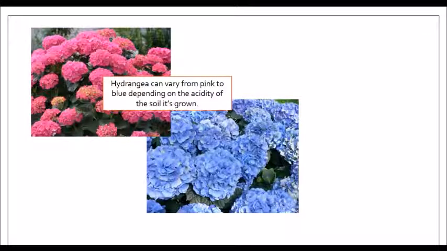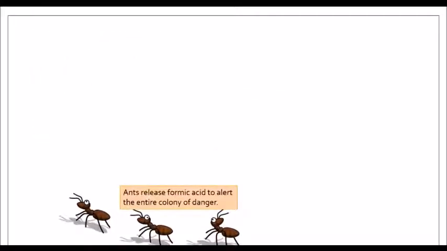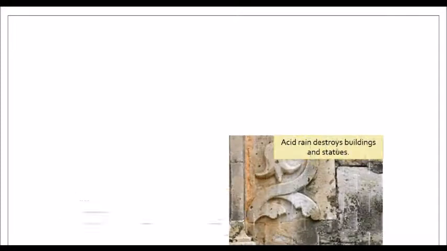All right, so a couple of things that are relevant to acids and bases. Did you know hydrangeas can vary from pink to blue depending on the acidity of the soil? Some plants like more acidic soils, and some change colors with them, like this particular plant. Ants release formic acid to alert their entire colony of danger. Acid rain, of course, can destroy buildings and statues.